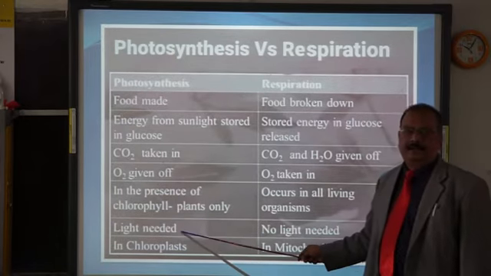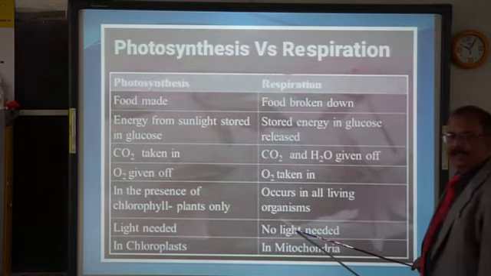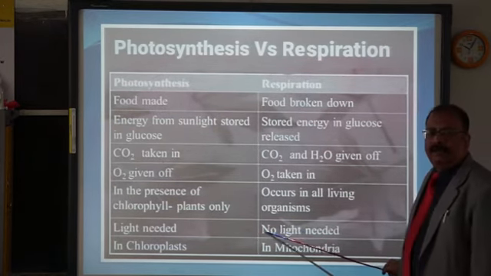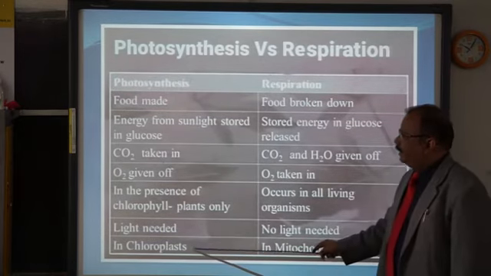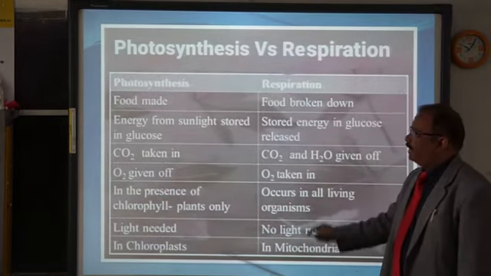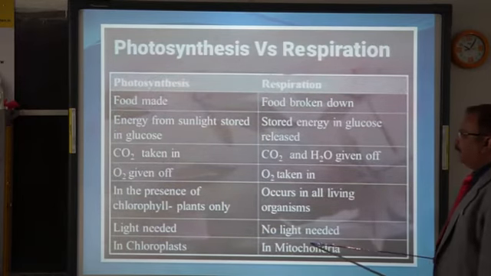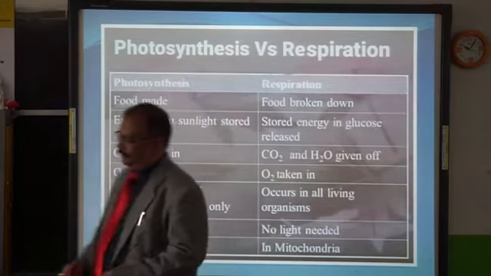Sunlight is needed for photosynthesis, but sunlight is not needed for respiration. We do respiration throughout the day, during the daytime and night as well. And the last one is the location: photosynthesis takes place in the chloroplast, but respiration takes place in the mitochondria.